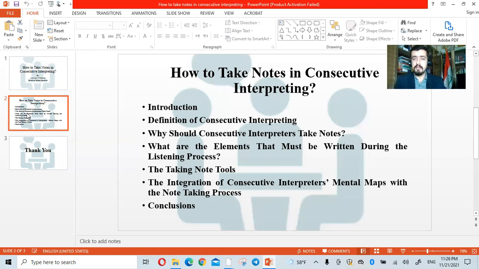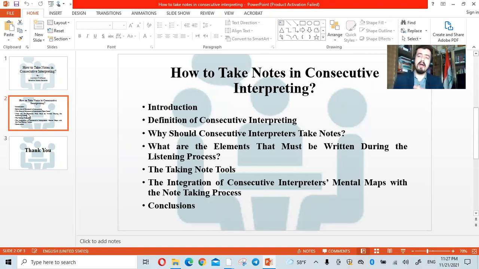Number two, which is important as well, there is another question raised. What are the elements that must be written during the listening process? And this is another important point that we have to talk about today. Should we write down the whole message? Should consecutive interpreter students write down everything they hear in the speech? Should they take certain elements or should they take simple elements?